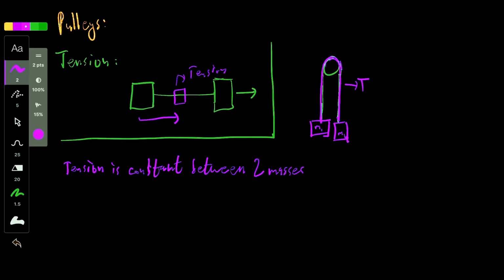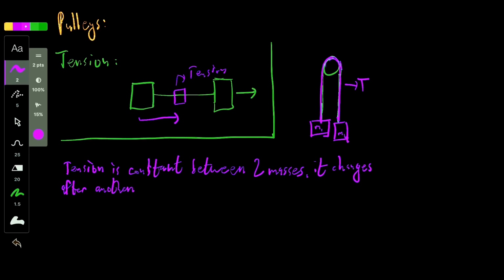Now, we're assuming that this pulley is light, which is something I probably should have said earlier, but we assume all our strings and our pulley are going to be light for this video, and maybe in the future I'll have a more advanced video showing what happens when the pulley is not light. So the tension is constant between two masses, and it changes when we don't. It changes after another mass.